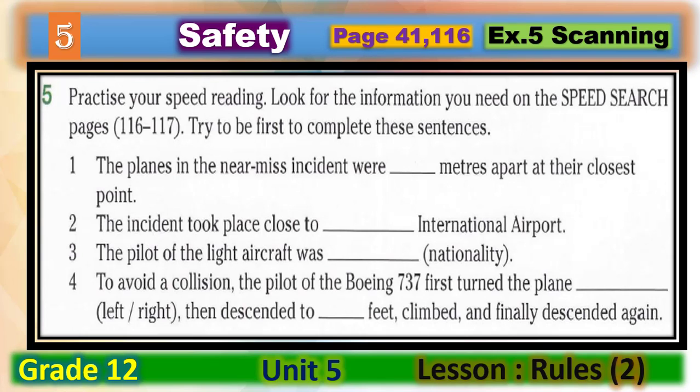Sentence number 1. The planes in the near-miss incident were how many meters apart? Good, 180 meters apart at their closest point. Number 2. The incident took place close to what International Airport? Good, Malta International Airport. That's very easy. The pilot of the light aircraft was what nationality? I'm asking about his nationality. Where was he from? He was Italian. He was from Italy.